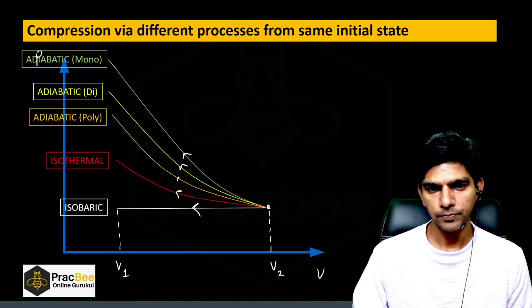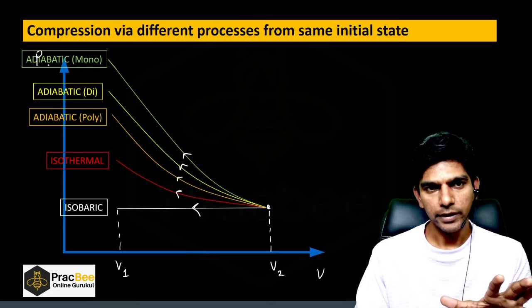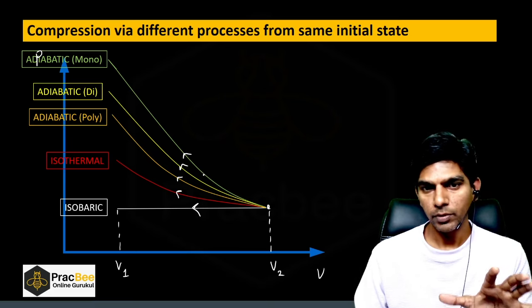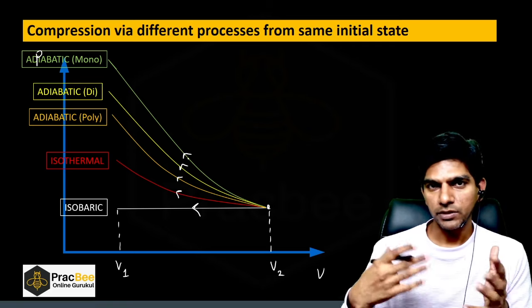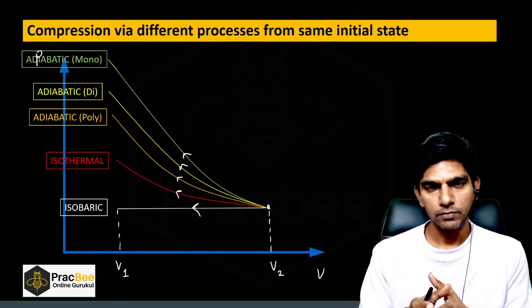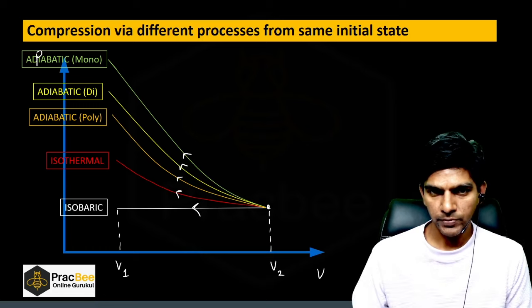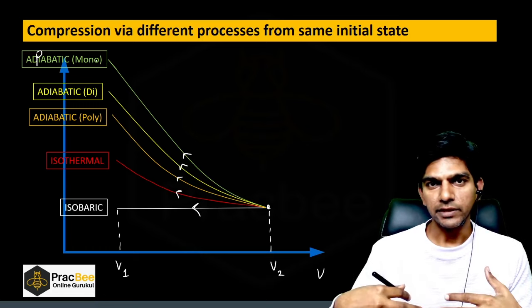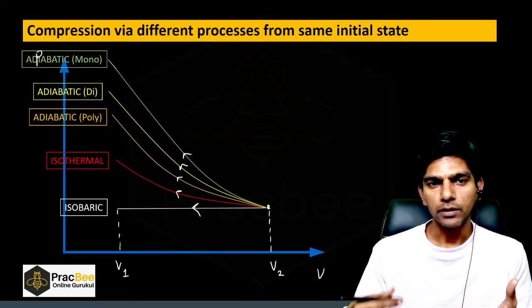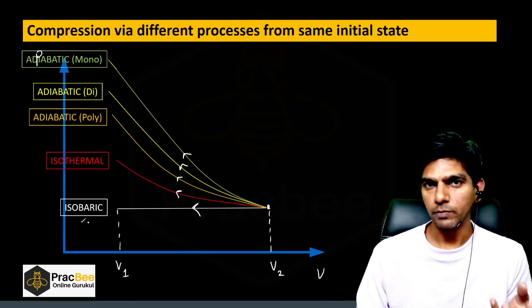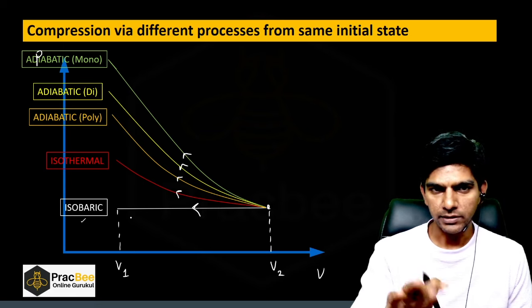For the compression part, can you see the areas again? In this case, the area under the adiabatic monatomic gas is greatest, but since there is a compression, the work done will be negative. But if the question asks for the magnitude of the work done in different processes, the magnitude of the work done in the adiabatic monatomic gas will be greatest, because the area under the curve is greatest. But in terms of the actual algebraic value with proper sign, the work done by the isobaric process will be greatest because it will be least negative. So do remember these graphs.